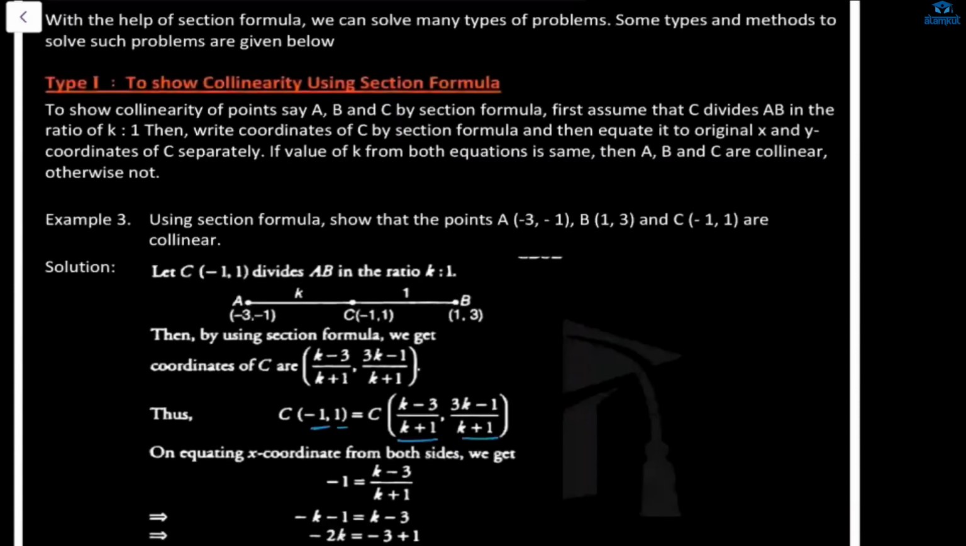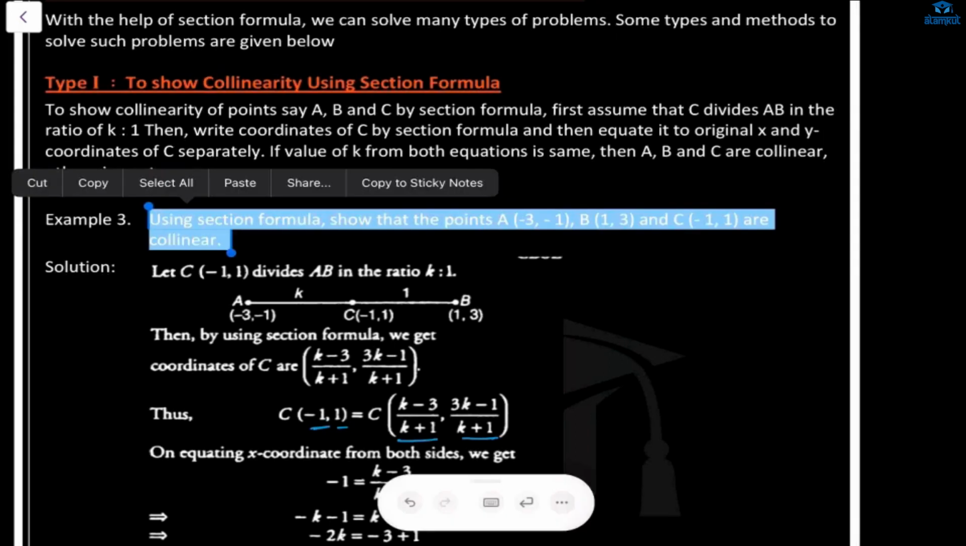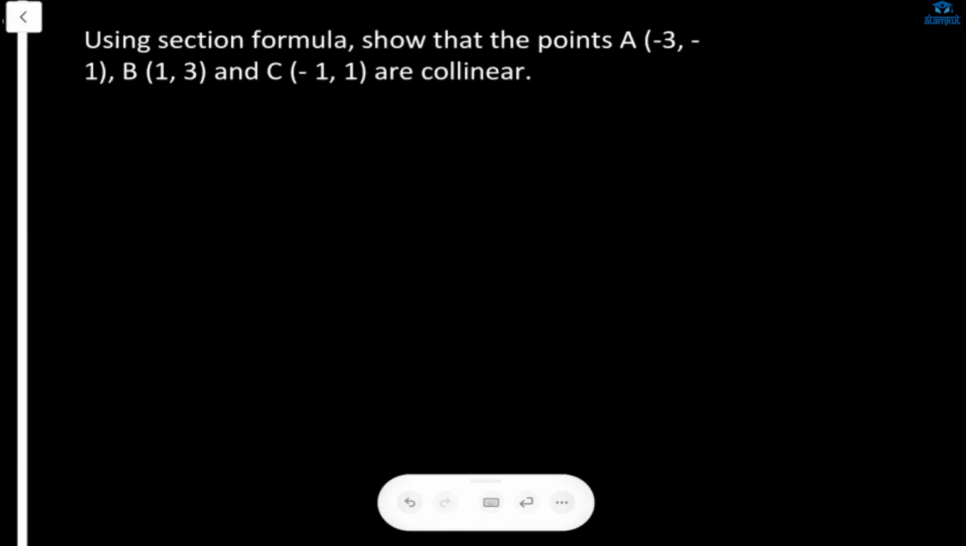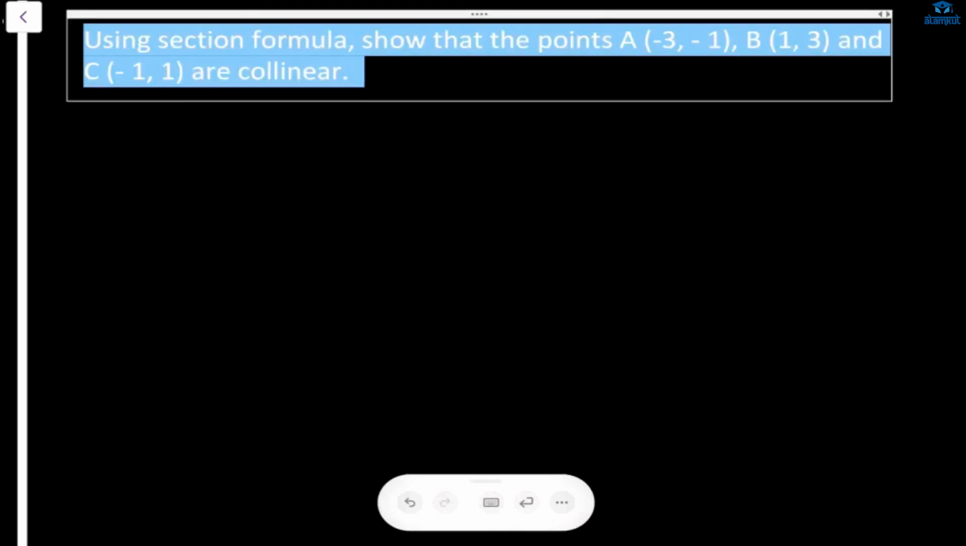Have you understood the steps? Yes, ma'am. Clear? So do one question, then it will be very clear. It will be practice for your collinearity, and you will also practice how to use the section formula. Okay, ma'am, I'll try. Then you will get stuck and solve it.